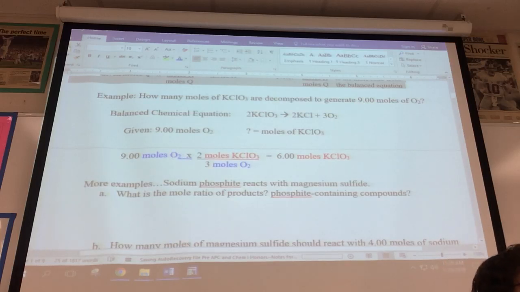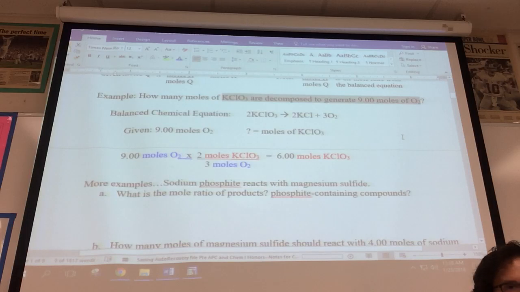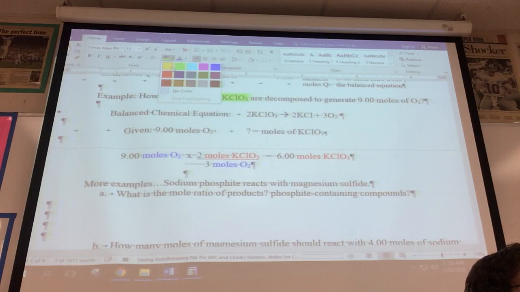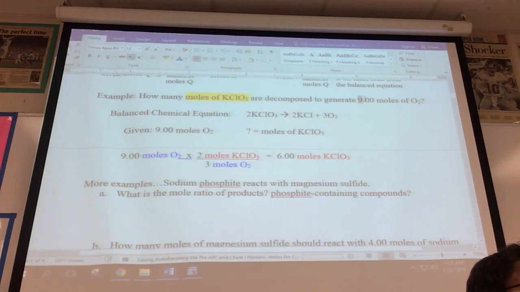It says how many moles of potassium chlorate are decomposed to generate 9 moles of oxygen gas. Here's my balanced equation. We had that previously. We want to know moles of potassium chlorate. We're given 9 moles of oxygen gas.